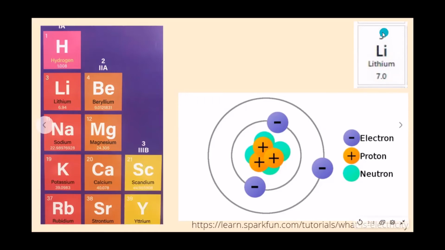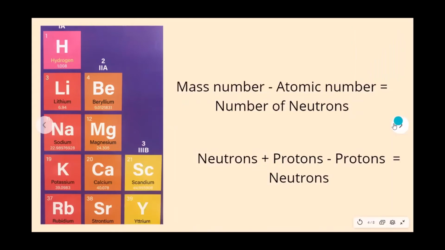So we know that 3 of these subatomic particles are protons, which means that the other 4 of the 7 must be neutrons. So to work out the number of neutrons, all you need to do is mass number minus atomic number, or the larger number minus the smaller number. So for lithium, 7 minus 3 gives us our number of neutrons, which for lithium is 4.